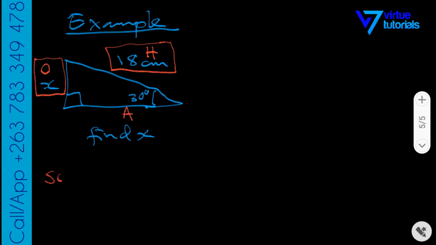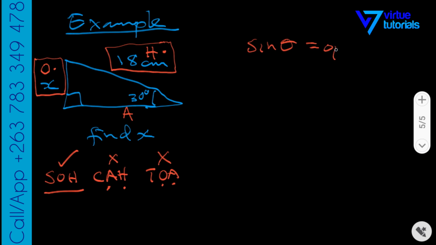So if we remember SOHCAHTOA, we want to look for a relationship that relates opposite and hypotenuse. Here it's opposite and adjacent, so we don't want this one. Here it's adjacent and hypotenuse, so we don't want this one. Here it's opposite and hypotenuse, so this is the one that we want. We want the relationship presented by the sine function. So sine of theta is equal to opposite over hypotenuse.